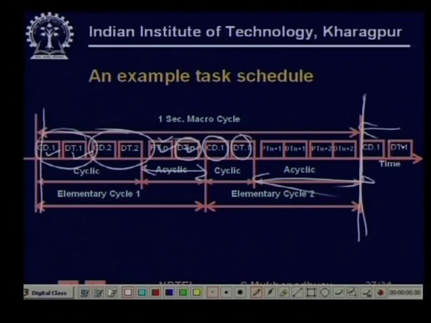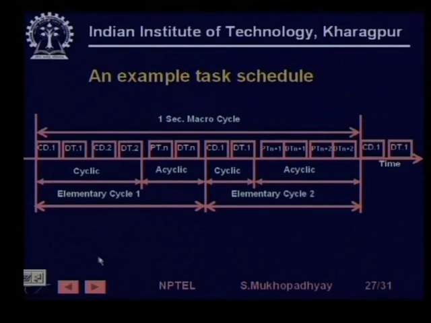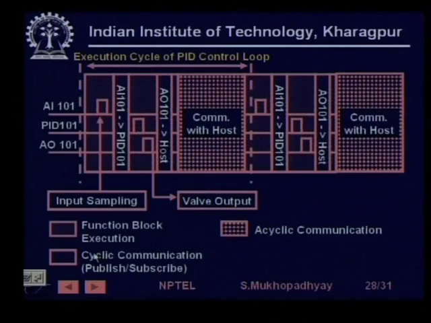So, the first elementary cycle of the second macro cycle is here, in which again CD1 DT1 and CD2 DT2 will take place. So, this is the basic way in which the communication goes on here. For example, see that in that communication loop things are serialized also.